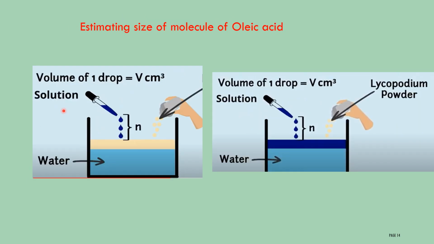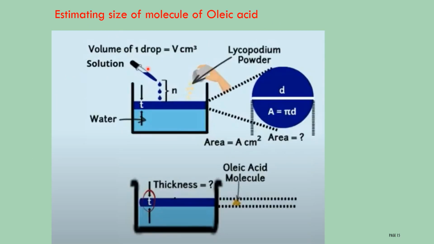Let us consider an experiment. Here take some water in a beaker, then sprinkle a little amount of lycopodium powder on the surface of the water. This indicates the deposition of lycopodium powder on the surface of the water. Then add a few drops of the resulting solution on the surface of the water. Then you can see this dark blue, which indicates the drop of the solution, evenly spread on the surface of the water.